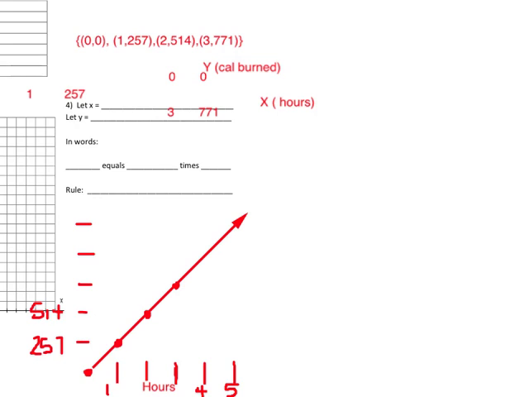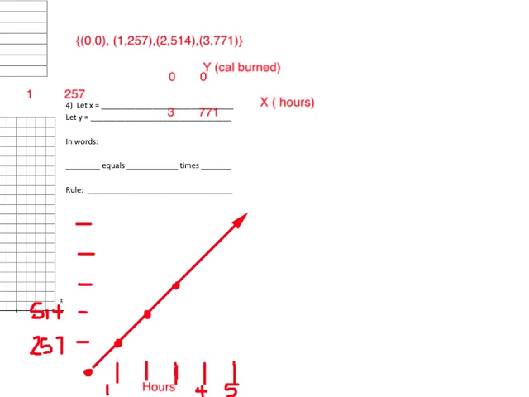And I put an arrow on my line to show that it continuously goes up there. And I don't have an arrow down on this side because it would not make sense to walk a negative number of hours.